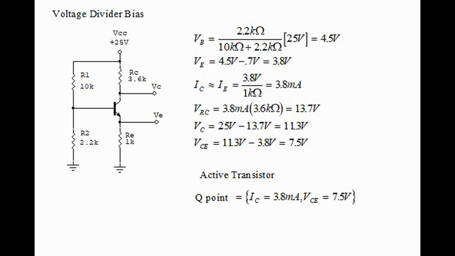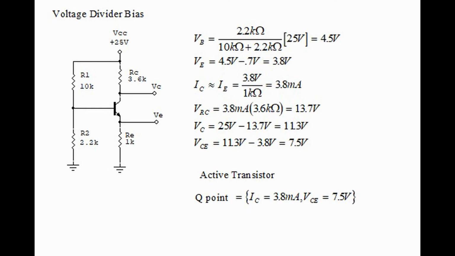Which means that the voltage at the collector with respect to ground is 25 volts, or VCC, minus 13.7 volts, that equals 11.3 volts. Finally, we say VCE is equal to VC minus VE, which is 11.3 volts minus 3.8 volts, that equals 7.5 volts, a positive number, which means that this is an active transistor.